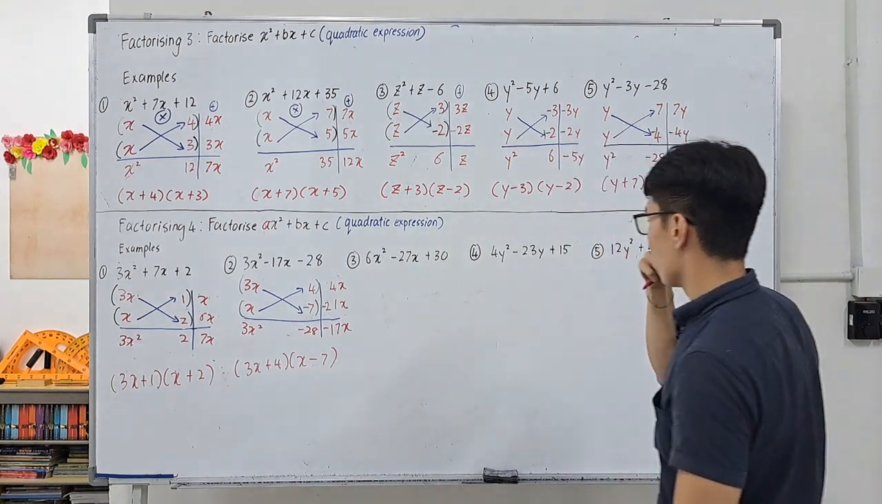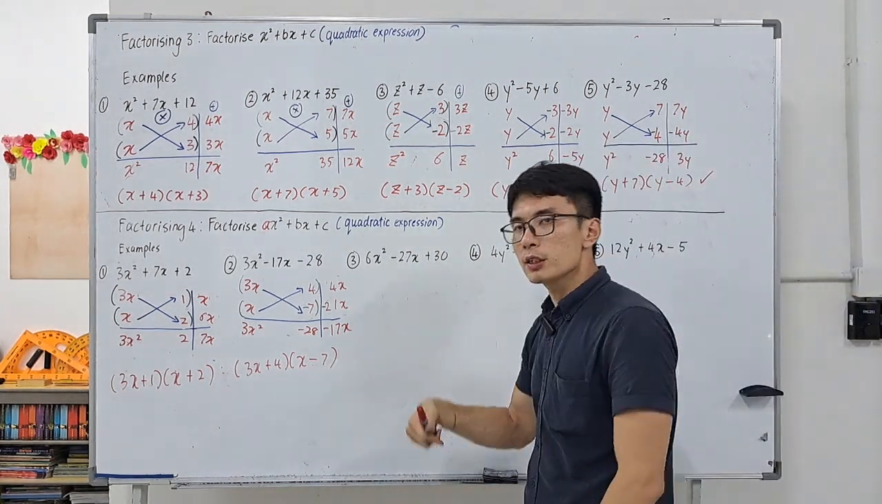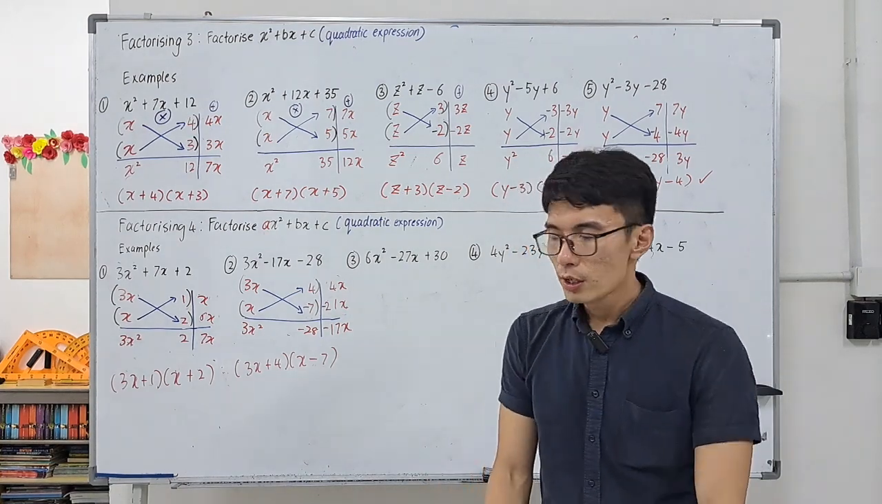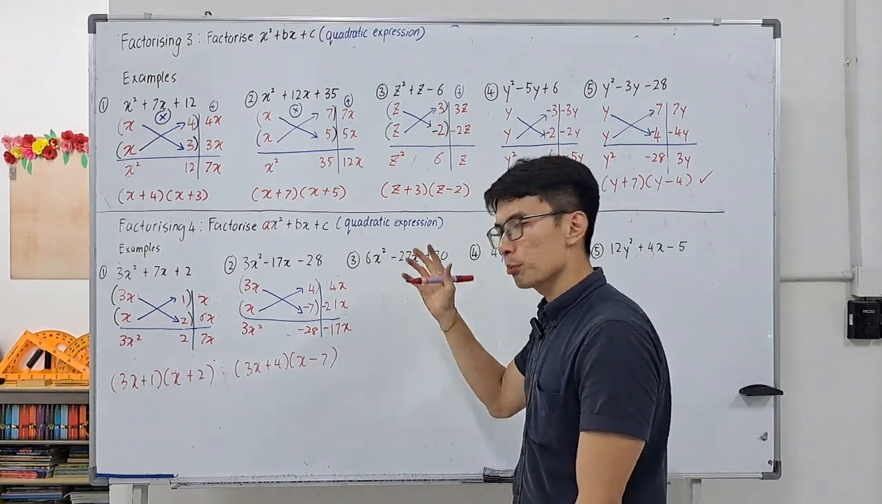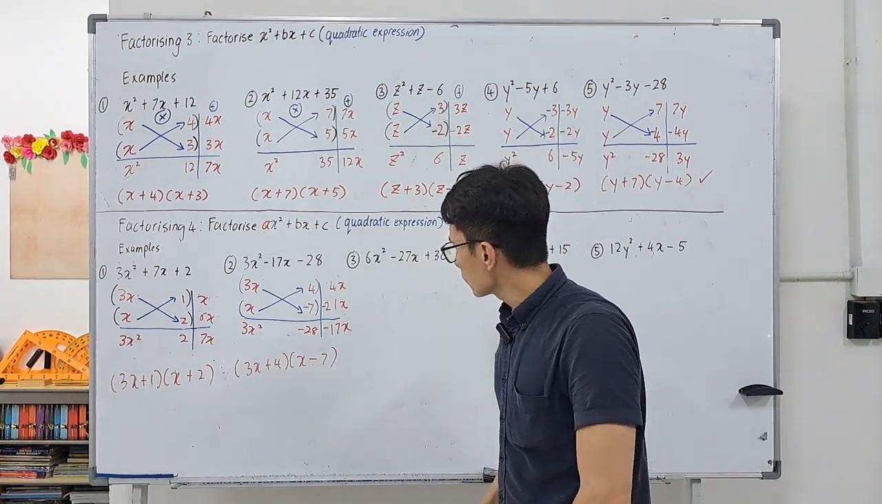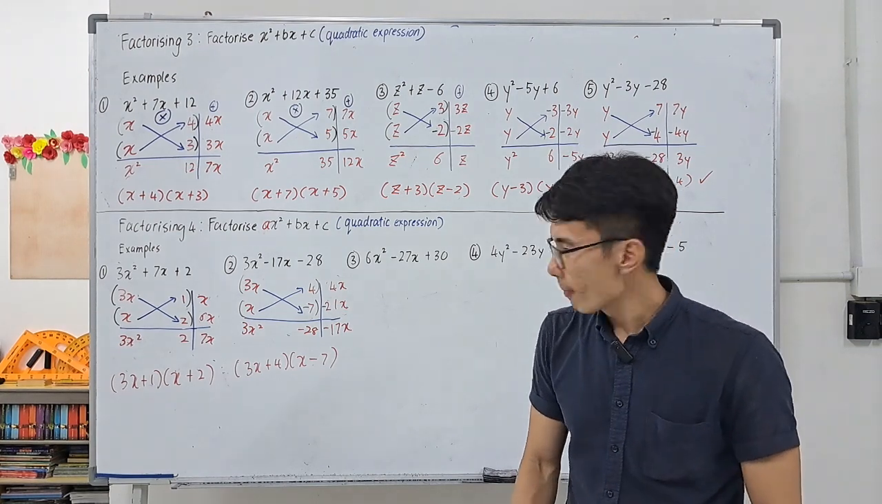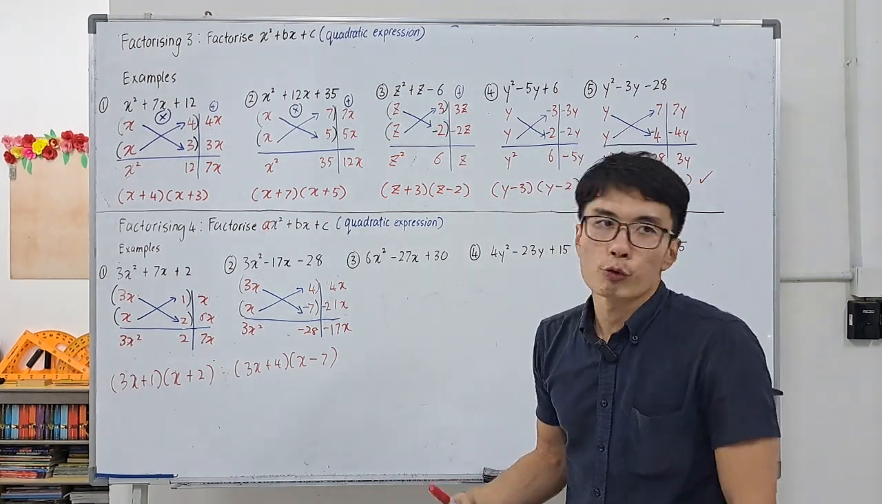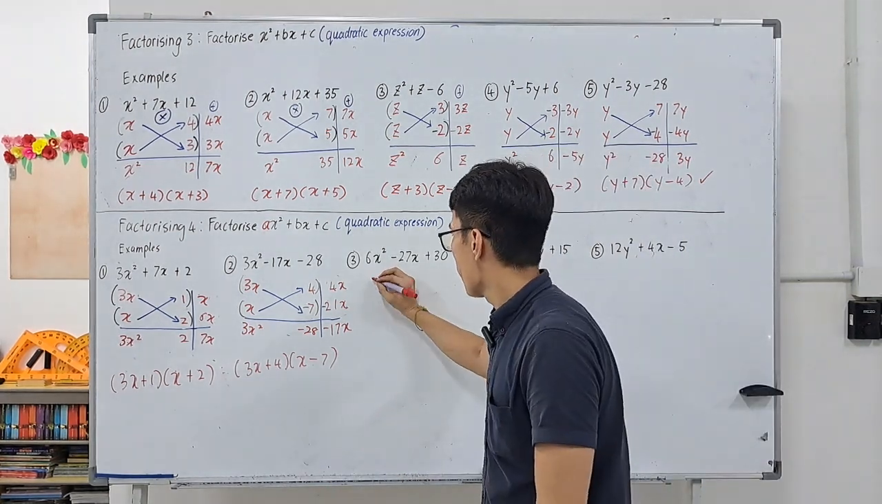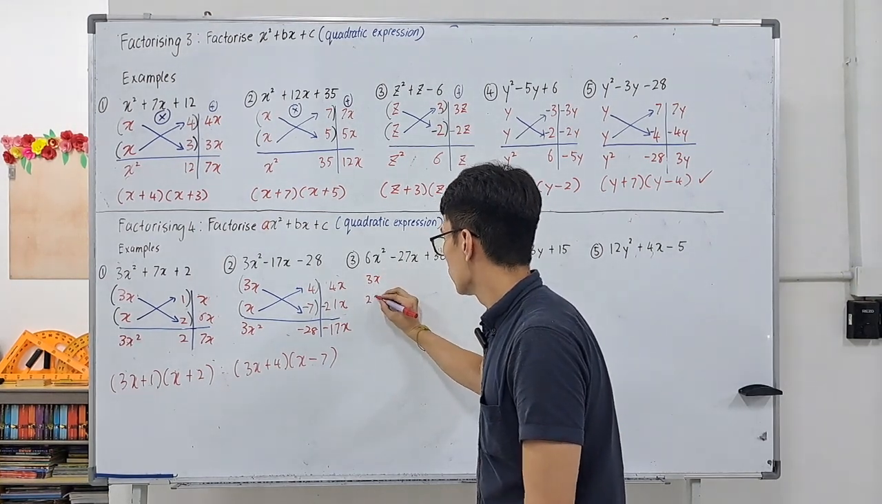Now let's try the next question. Whoa, we are dealing with a much bigger number, so no worries. Just relax and let's explore what we can do over here. For 6x squared, what pair of numbers can you think of that will give you 6x squared? In my head right now, I can think of 3 times 2. Let's see what's going to happen. So I have 3x and 2x.